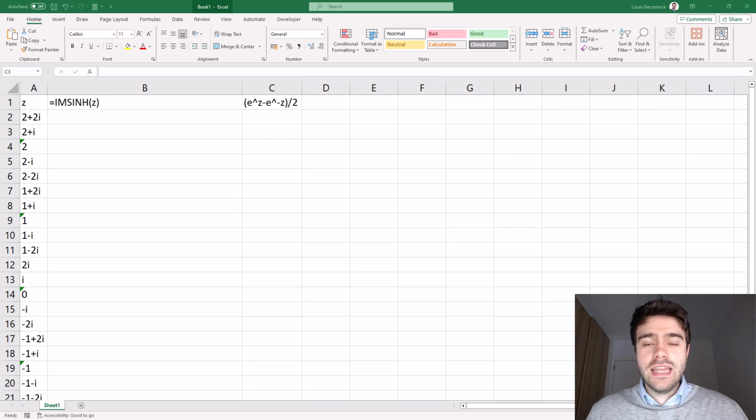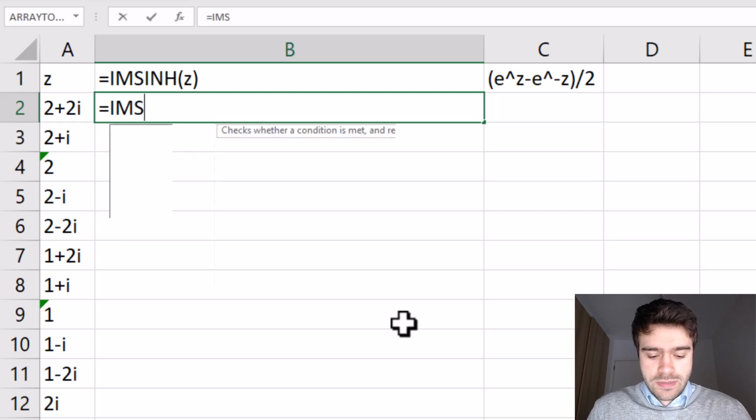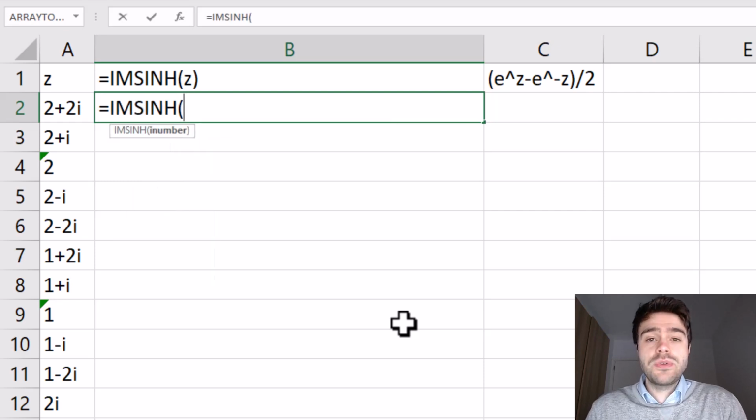The IMSINH function within Excel allows us to calculate the hyperbolic sine of a complex number. The function itself is quite simple. We write equals sign IMSINH, and then we need to provide one argument, which is a complex number. Now, the complex numbers which I have in column A both have a real and an imaginary part.